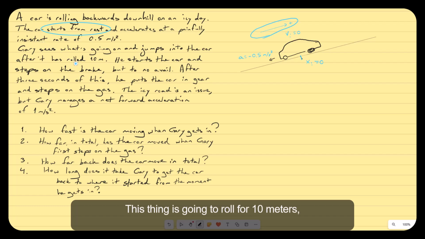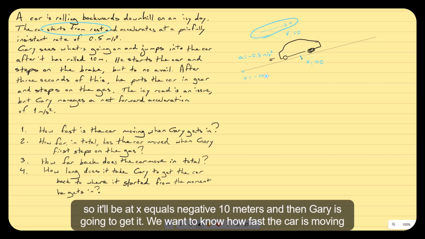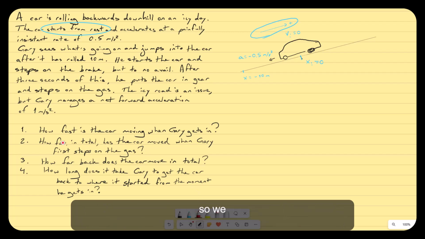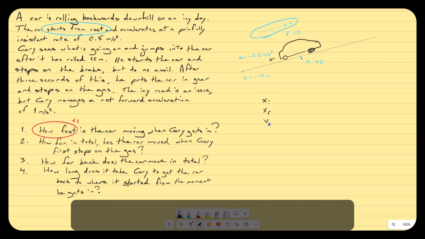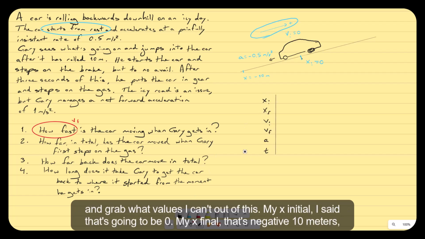This thing is going to roll for 10 meters, so it'll be at x equals negative 10 meters. And then Gary's going to get in. We want to know how fast the car is moving, so we would like to know V final when Gary gets in. That's just the first part of the problem. So I'm going to start with my table and grab what values I can out of this.